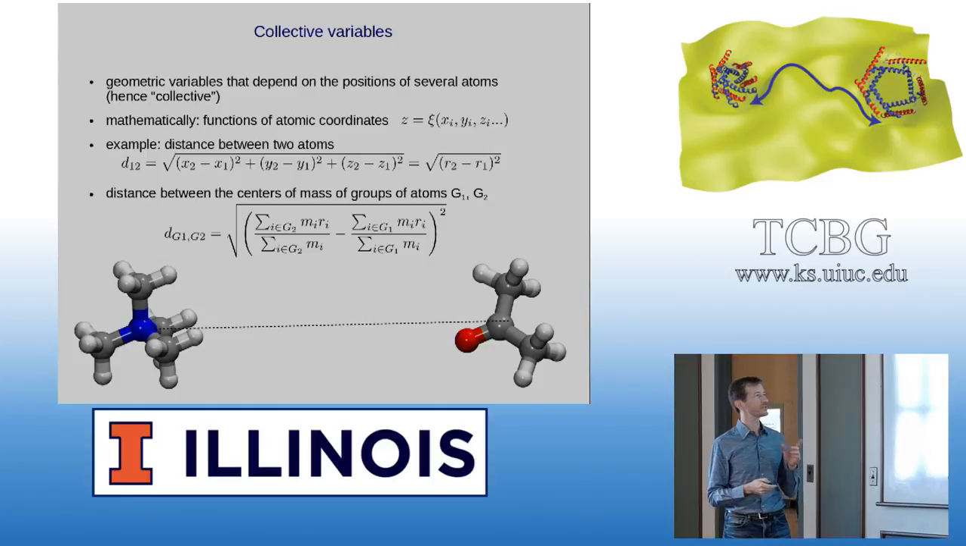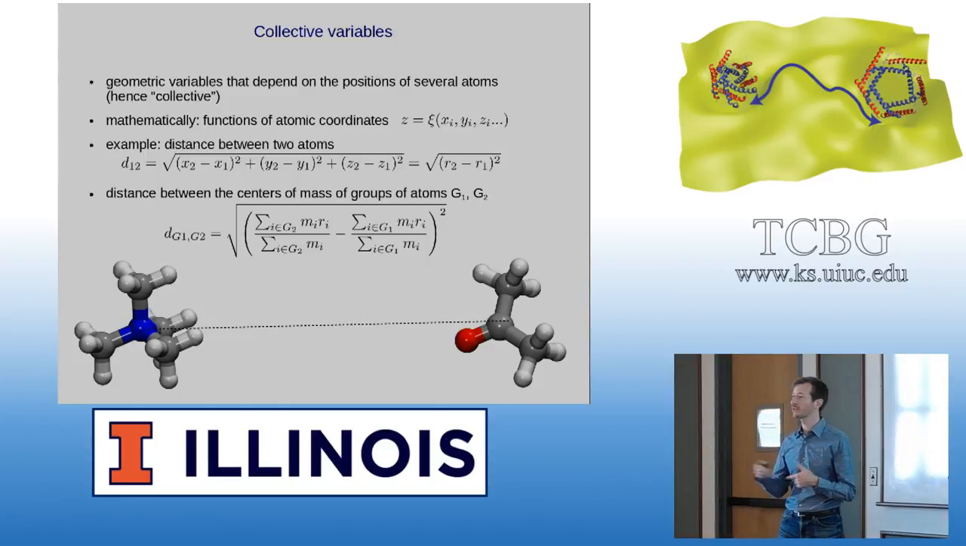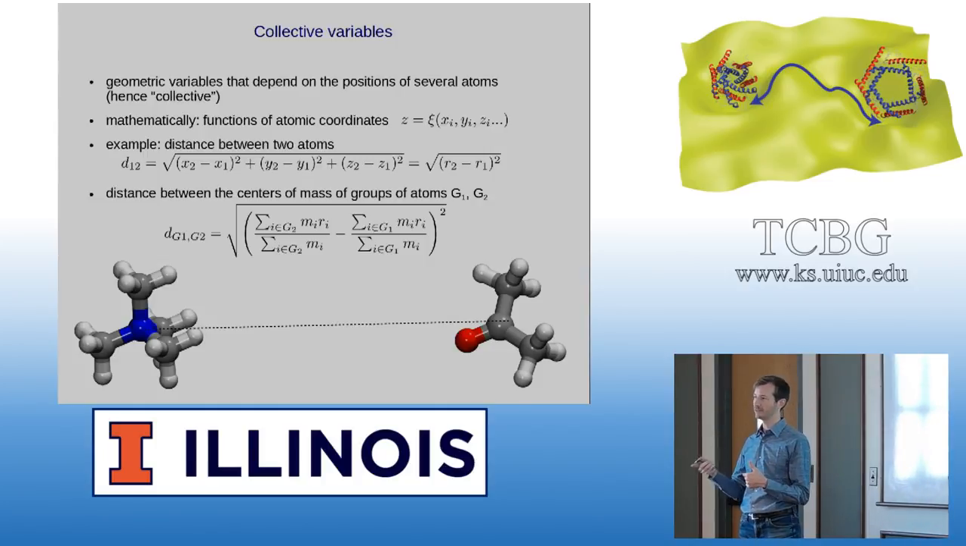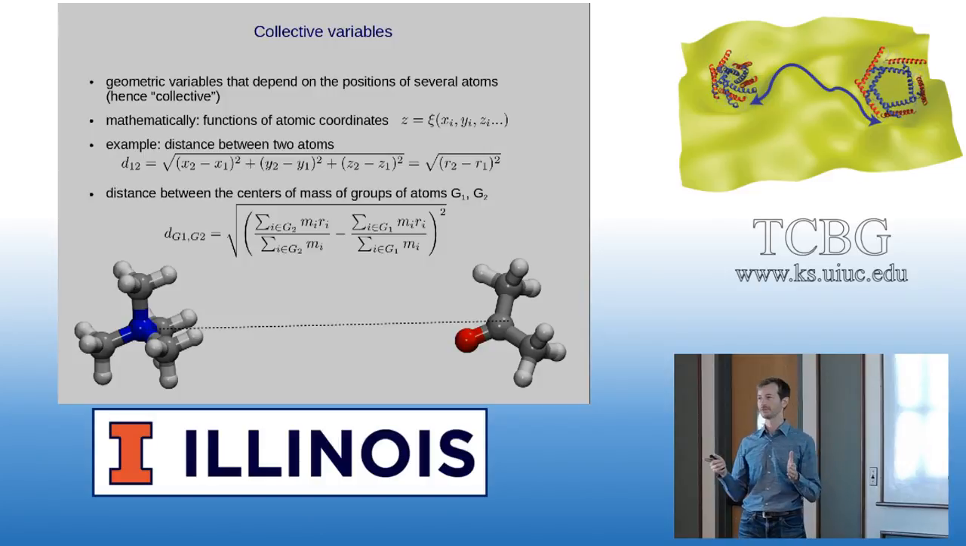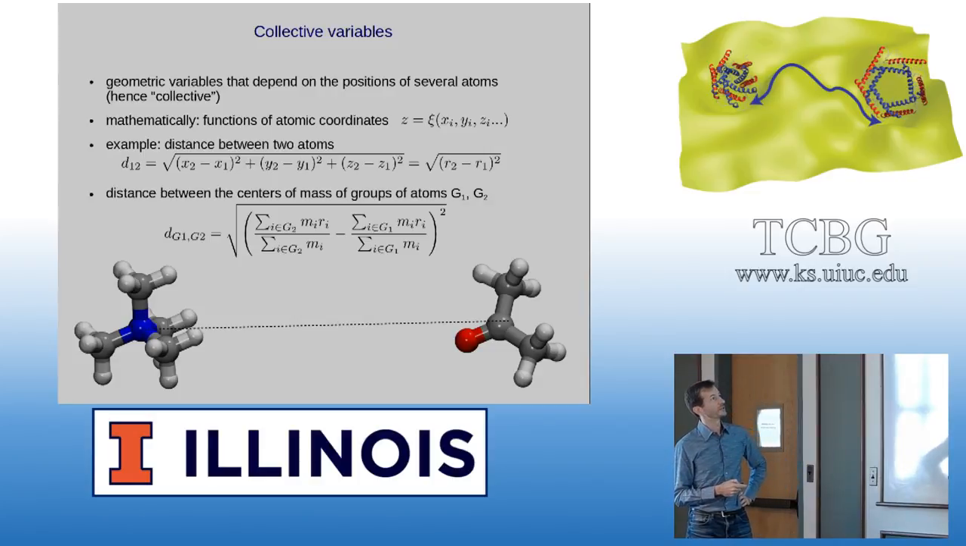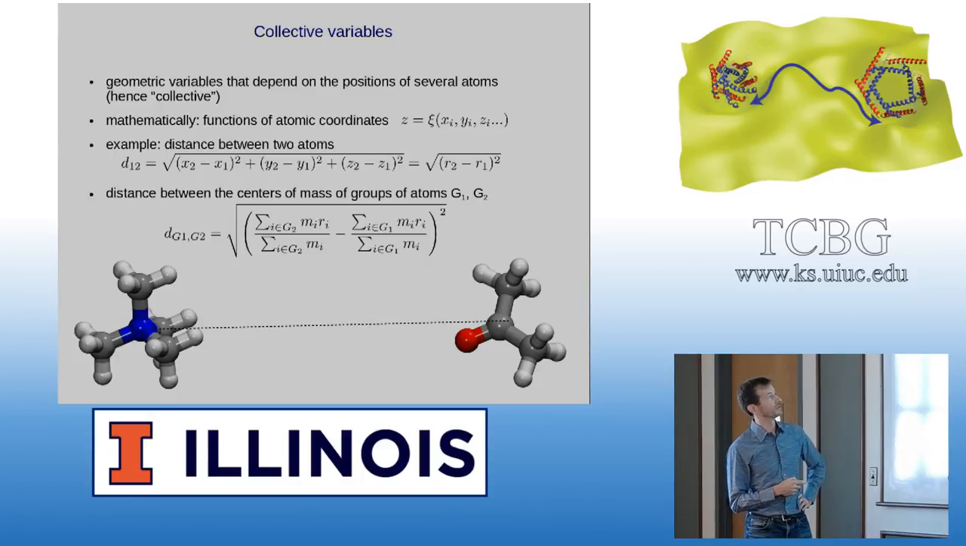So it's interesting to think of collective variables as being more or less collective, because in practice the computational challenges will vary depending on how collective the variables are. Essentially, the more collective the variables are, the more difficult computations will be. We'll come back to that later. And so mathematically, it's just a function of Cartesian coordinates. So we can write out explicitly one of these functions, like the distance between atoms 1 and 2.